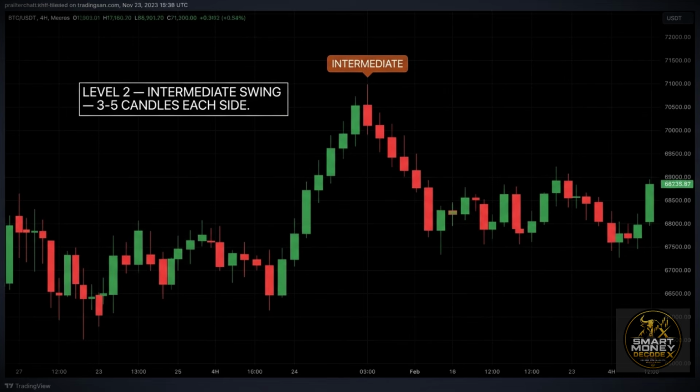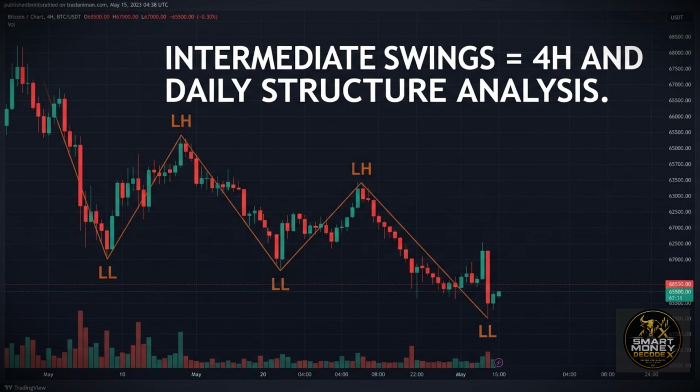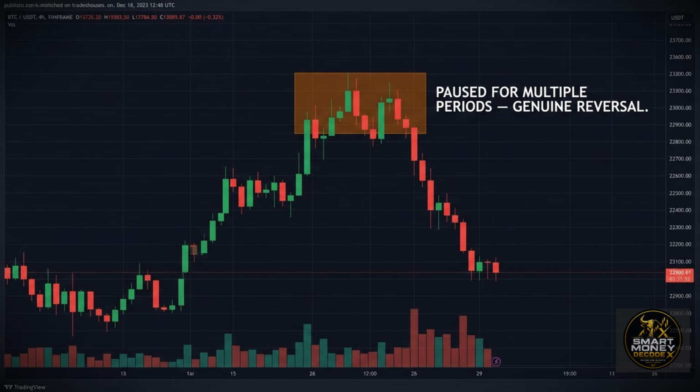The second level is the intermediate swing point, 3 to 5 candles on each side. These are the swing points most traders use for 4-hour and daily structure analysis. They are significant enough to represent real turning points in the market. When an intermediate swing high holds for 3 to 5 candles on each side, it means the market genuinely paused and reversed at that level. These are the swing points you use to define bullish structure, bearish structure, break of structure, and change of character on your primary analysis time frame.